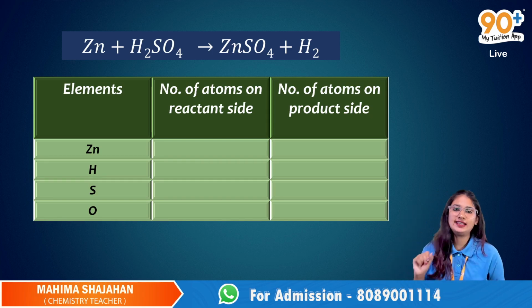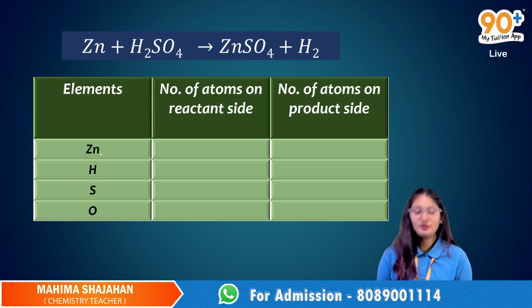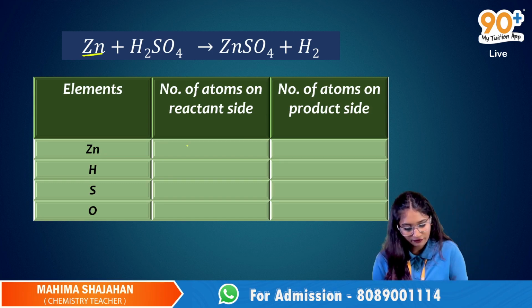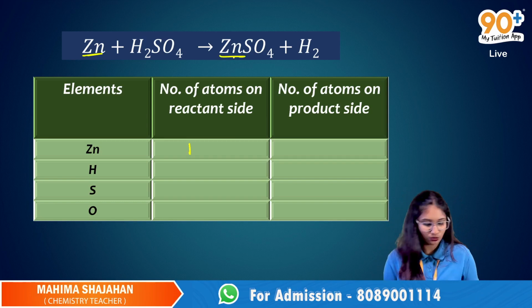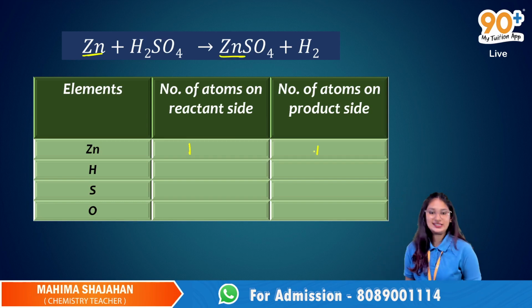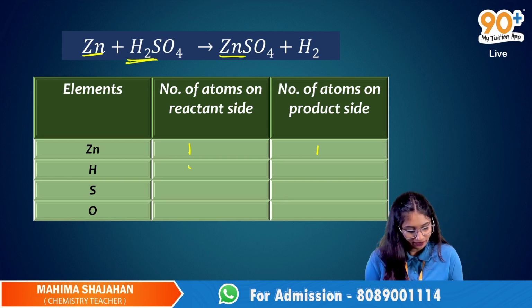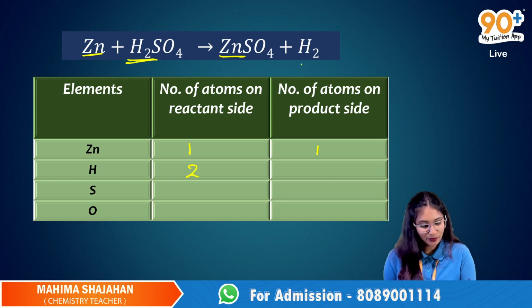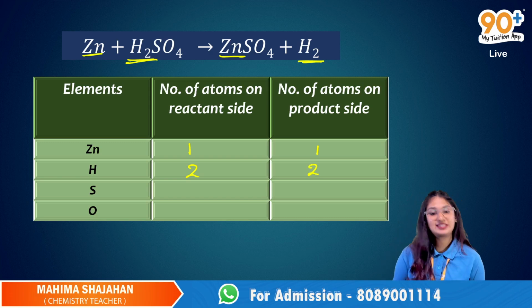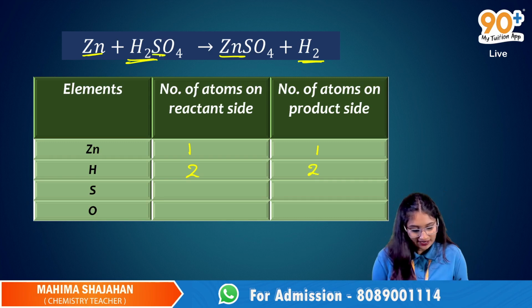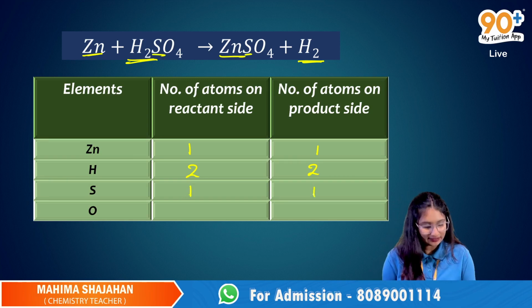Alright, let's take this reaction for example. Look, in reactant side, how many zinc atoms are there? You can find only one, right? Now what about the product side? In product side also, there is only one zinc atom. Now what about hydrogen? In reactant side, we have 2 hydrogen atoms, and in product side, 2 hydrogen atoms. Now what about the sulfur atom? There is only one sulfur atom at the reactant side and also one at the product side.